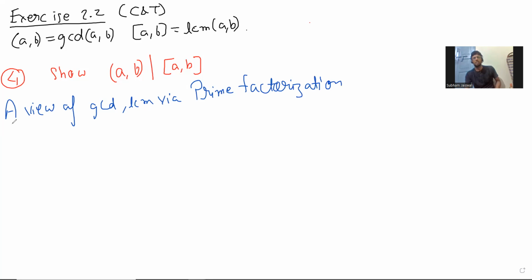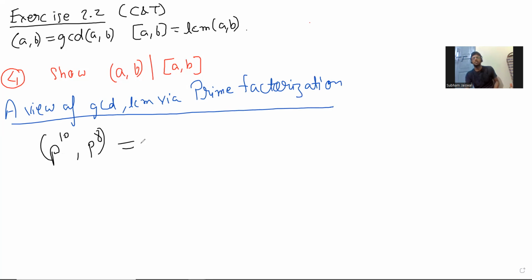So has anyone thought about this? If you take a prime number, any prime number p, and take p to the power 10 and p to the 8, then what is the GCD? And then the LCM is p raised to 10, right? Do you see something? There is something going on, right?